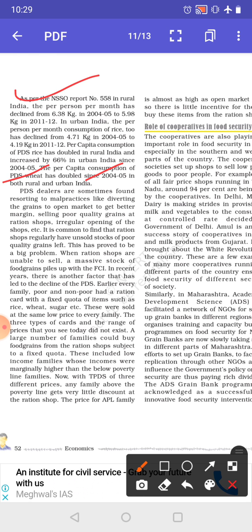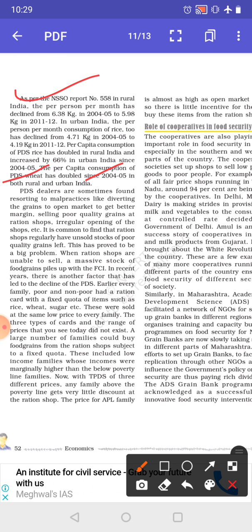Now, in some recent years, another factor that has led to the decline of the public distribution system was that earlier every year all the poor and the non-poor families had a ration card with a fixed quota of items like rice, wheat, sugar, etc. they used to get, and they were sold at the same low prices to every family of the country. But now three types of ration cards have come in. We studied about that one: APL card, BPL card, and Antyodaya cards are there.